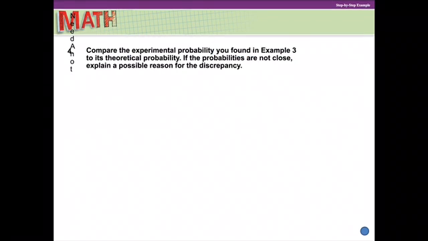So now for number 4, they want us to compare the experimental probability that we found in example 3, which was 2/5, to its theoretical probability of rolling a sum of 9 when you roll 2 dice. If the probabilities are not close, you need to explain a possible reason for this discrepancy. So I'd like you to pause the podcast and try this one on your own.